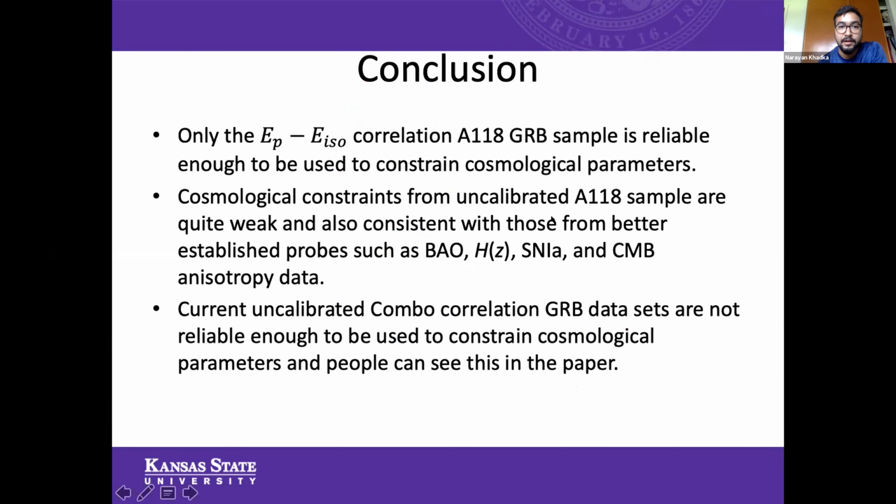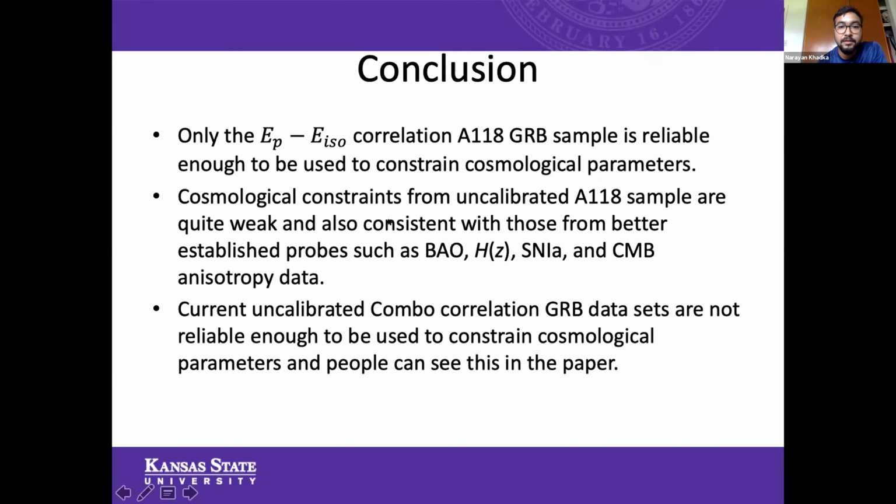And here are the conclusions. Some of the conclusions from our paper: only the Epeak-Eiso correlation A118 GRB sample is reliable enough to be used to constrain cosmological parameters. That means we don't prefer to use the A102 data set to constrain cosmological parameters because it has a very high sigma external value. So we cannot say that results from A102 data sets are reliable enough.